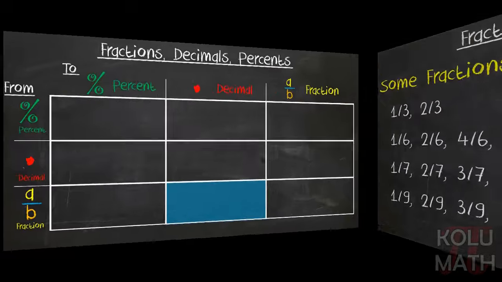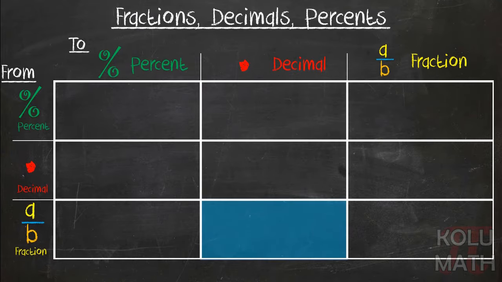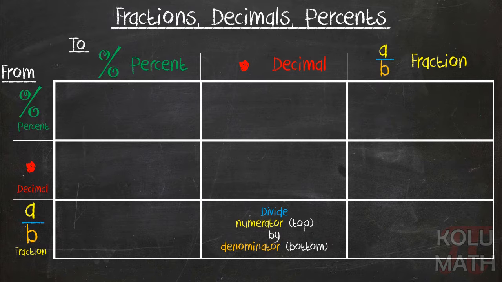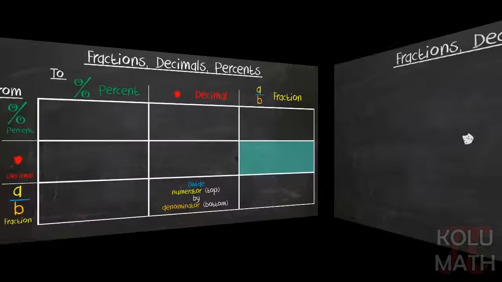So what do we have to remember to convert a fraction to a decimal? Just divide the numerator by the denominator. Just that simple. What about the other way? Decimal to fraction. How do we do that? Well, let's take a look.